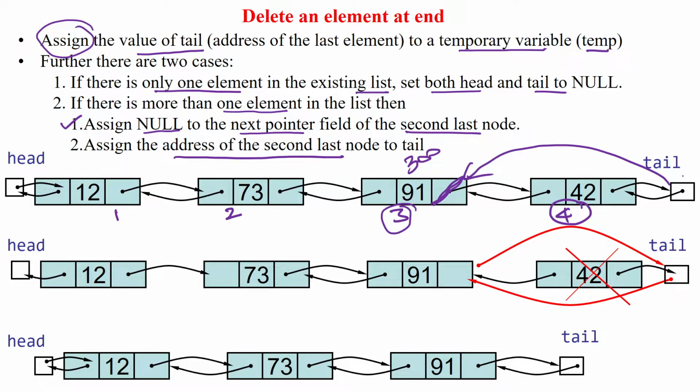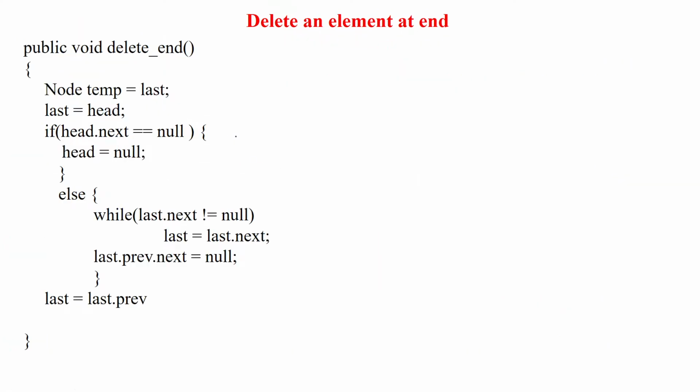So these two changes we have to make in the doubly linked list to delete the node at end of the list. That we will do in the Java code. First, we are making a temporary variable. The temporary variable is assigned the tail node, that is the last node. So first what we are checking, we are assigning the variable head node.